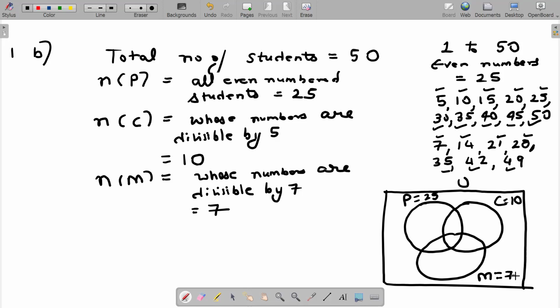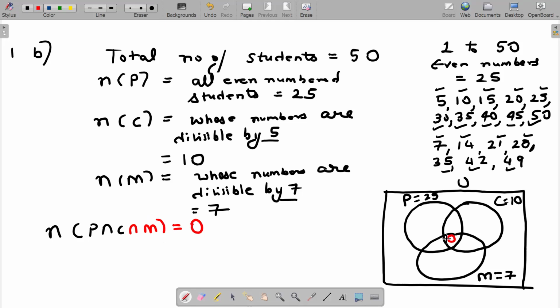So there are 0 students you can see. Number of students who opt for physics and chemistry are 0, because there is no even number which is divisible by 5 also and 7 also. So I can write this is 0. I mean, let me correct myself, number of students who opt for physics, chemistry and maths, all three, is 0. So this is 0, guys.